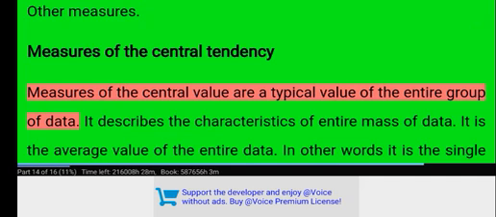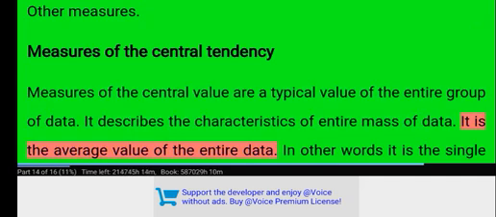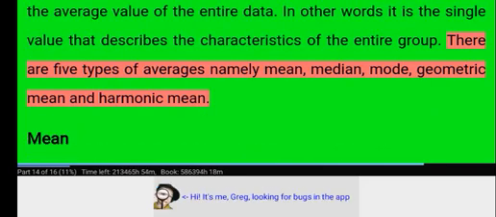Measures of central tendency give the central value or typical value of the entire group of data. It describes the characteristics of the entire mass of data. It is the average value of the entire data. In other words, it is the single value that describes the characteristics of the entire group. There are 5 types of averages, namely mean, median, mode, geometric mean and harmonic mean.